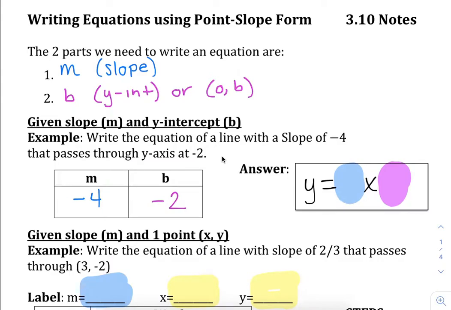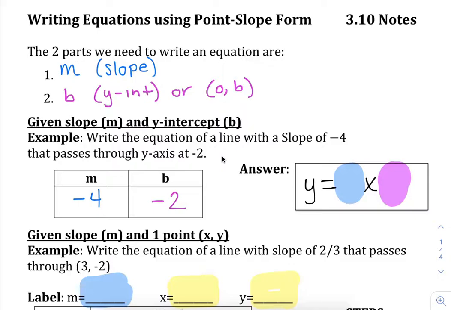Today we're going to be writing equations using point-slope form. So just like graphing y equals mx plus b is one of the biggest topics in this unit, learning how to take a slope and a point, or sometimes 2 points, and turn them into the original equation is the second biggest counterpart. So we want to be able to make equations given certain pieces of information.